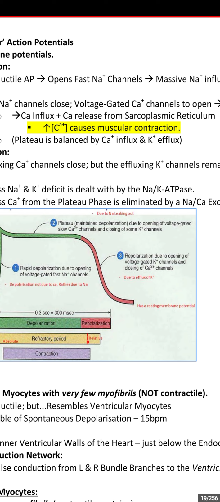Depolarization in the first phase is not due to calcium, rather it is due to sodium. The maintenance of the plateau is due to the calcium ions. So in the plateau phase, calcium ion is important, and in the efflux phase or the repolarization phase, potassium ions are essential. And in the first phase, the rapid depolarization phase, the leakage of sodium ions helps in the depolarization, opening of the voltage gated fast sodium channels.